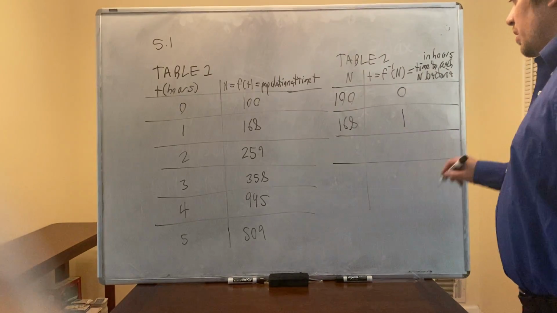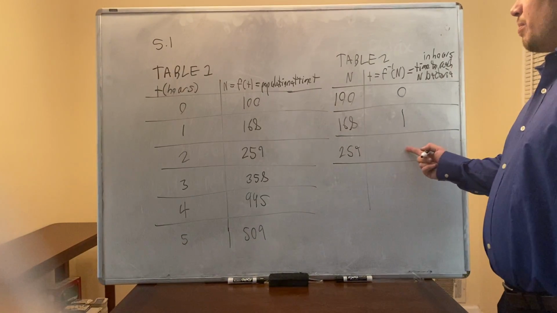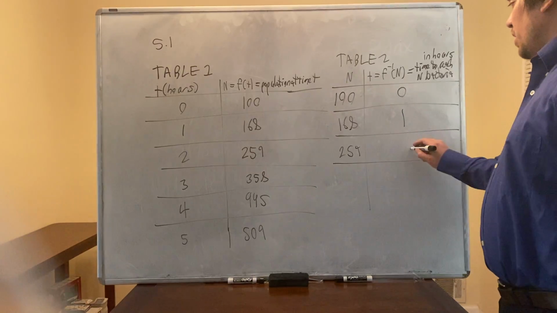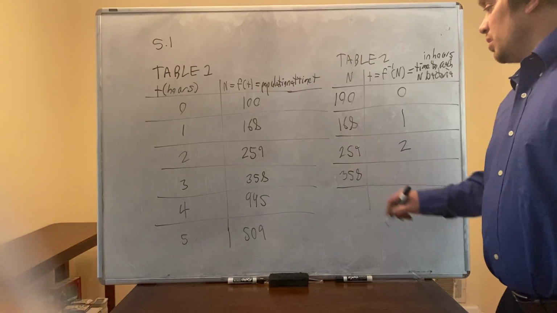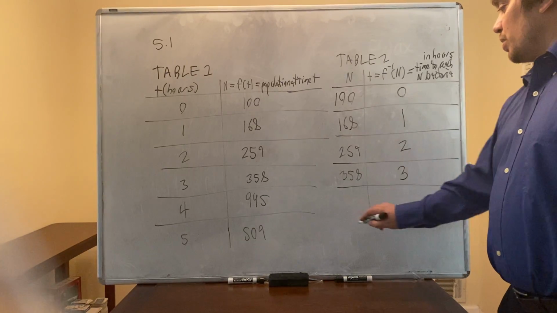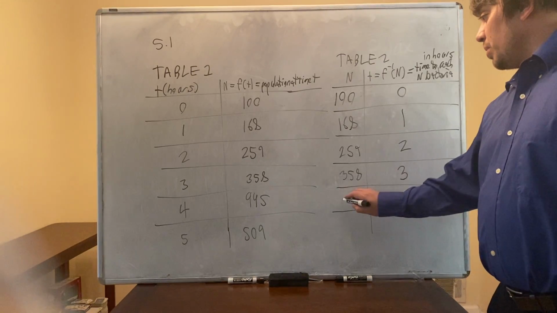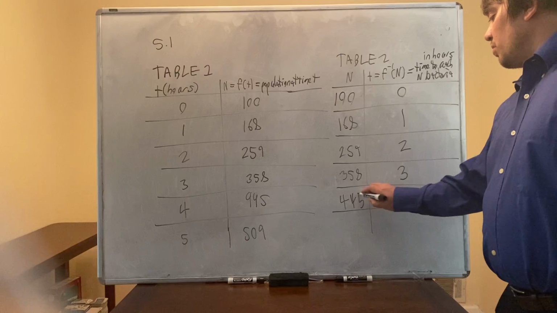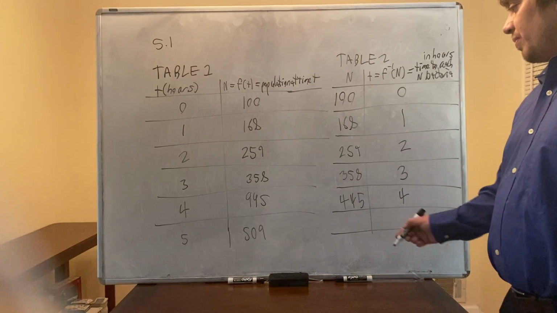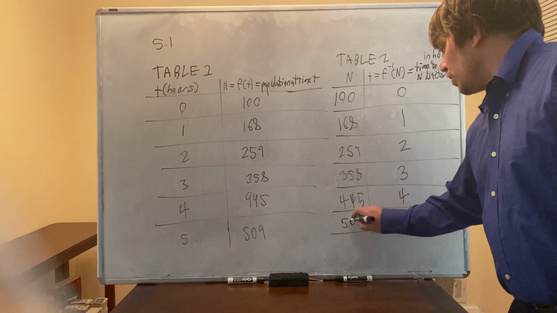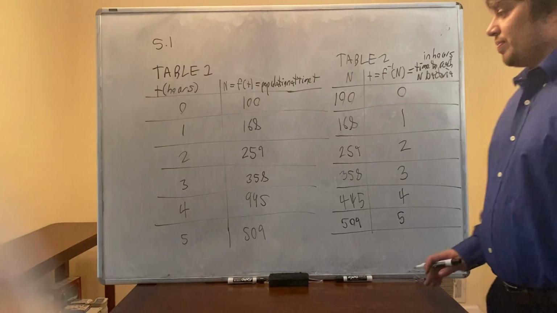Okay. The next row, if the population is 259, then the time it takes for the population to reach 259 is 2 hours. If the population is 358, the time it takes to reach that population is 3 hours. If the population is 445, the time it takes to reach that population is 4 hours. Good. And then if the population is 509, then the time it takes to reach that is 5 hours.